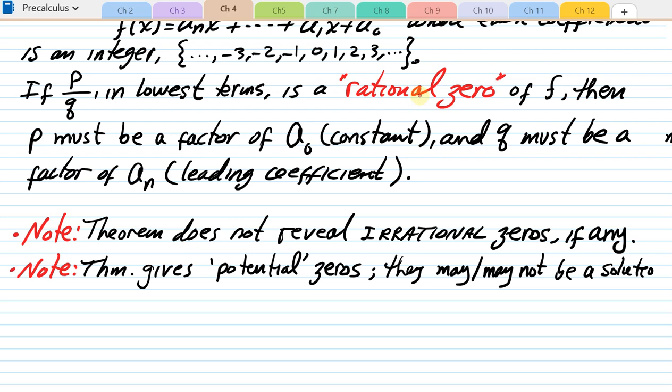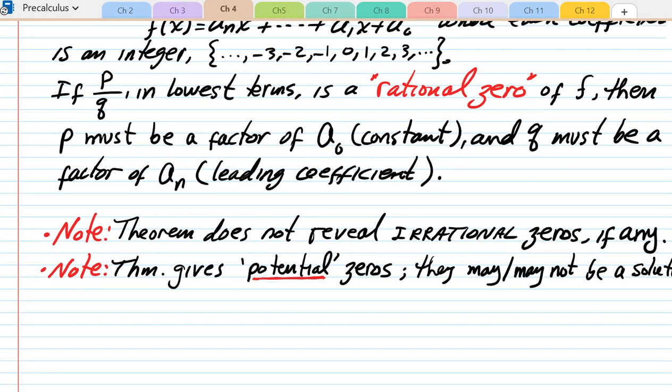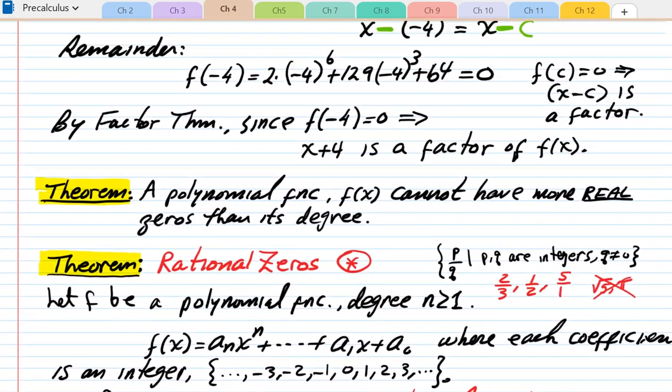The other note is that the theorem gives what we call potential solutions. These have the potential to be zeros. They may not actually be solutions. So we just want to clarify this. And that's it. That's what the theorem tells us.